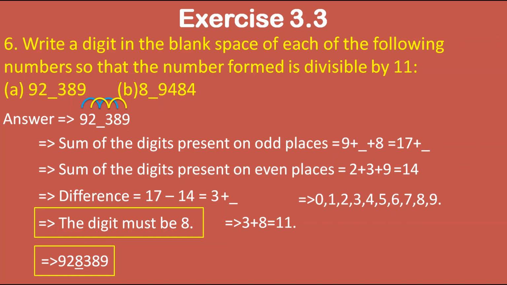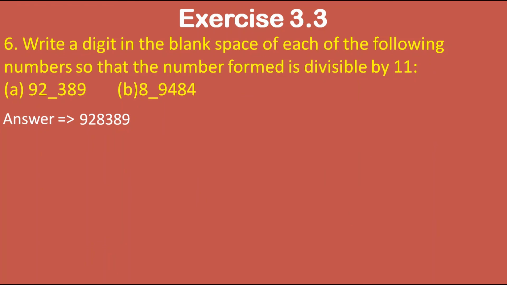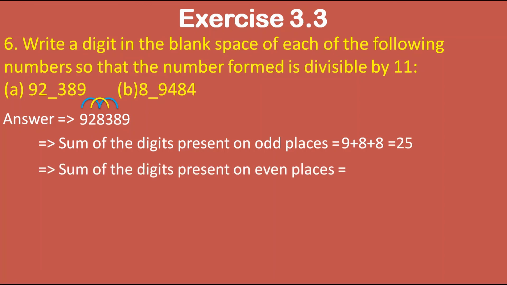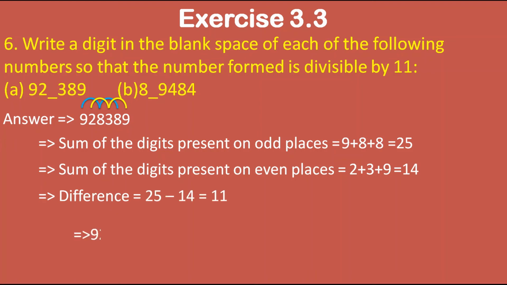Okay, so let's cross check. First we find the sum of the digits present at odd places, that is 9 plus 8 plus 8, which gives us the answer as 25. And the sum of the digits present at even places, that is 2, 3, 9, gives us the answer as 14. So when we find the difference, we get the answer as 11, which is a multiple of 11. Therefore the digit is 8 only. Then only we get the number which is divisible by 11. Okay, so let's move to the next question.